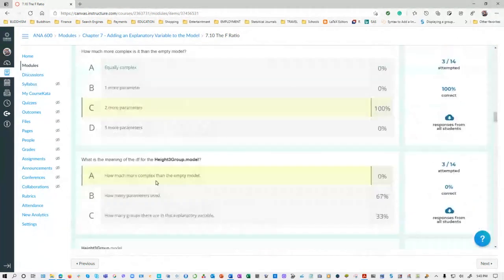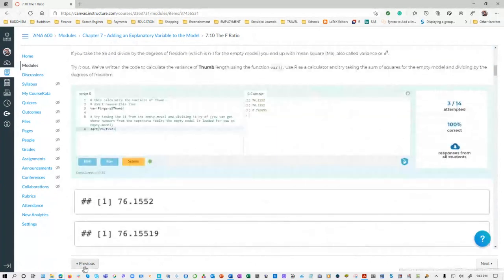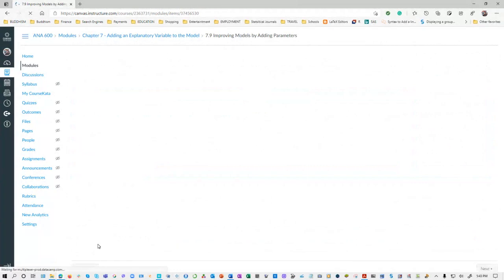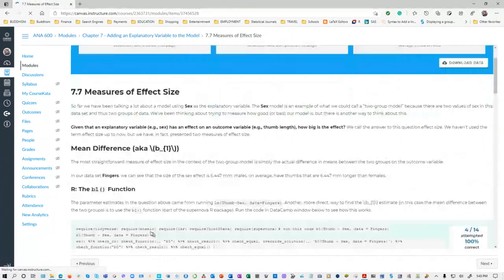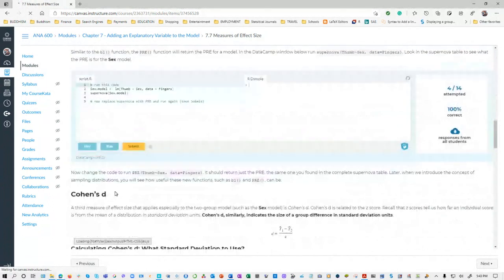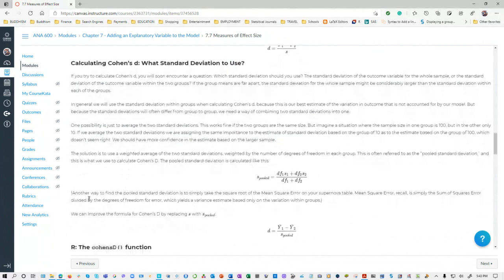Now I had to come to this one. Before that, can you remember at a certain point we had something, I want to get back to something we were discussing. Cohen's D. I want to go back to Cohen's D. Can you remember Cohen's D over here? They say that the best estimate solution is this one. Now, the way to find the pooled standard deviation is simply to take the square root of the mean square error.